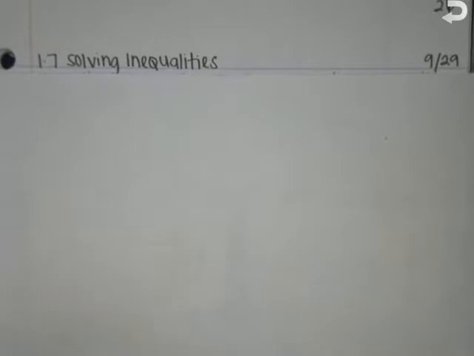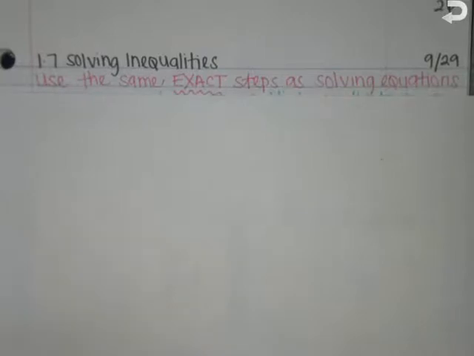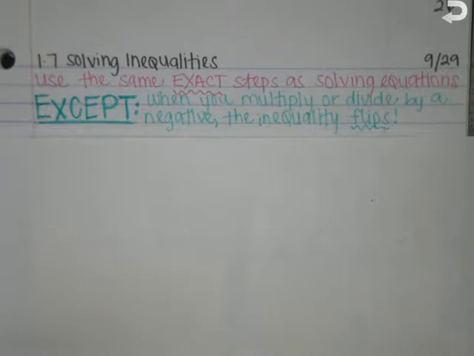So solving inequalities. The great thing about solving inequalities is that you get to use the exact same steps as solving equations. There is one difference. So really big I wrote except when you multiply or divide by a negative, the inequality flips. Okay, so when you multiply or divide by a negative, the inequality flips because multiplying or dividing by a negative changes all the signs on the other side. So all the positives become negative, all the negatives become positive. So we have to flip our inequality.